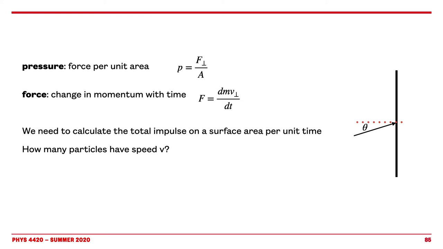So what we really need to do is to calculate the total impulse on the surface area per unit time, right? When we take a derivative as a function of time, we are looking at this change, d(m v perpendicular), for a given small time. So the first question we need to answer is the number of particles that have speed v perpendicular, and then we will move from there and try to see how many of them there are and how much momentum they have, okay? So nothing is really complicated here. What's complicated is that there are many different steps, and aside from one step, which I'll spend a bit more time on, most of the steps are fairly elementary. You just have to keep track of what we're doing. So it's really a bookkeeping exercise, okay?